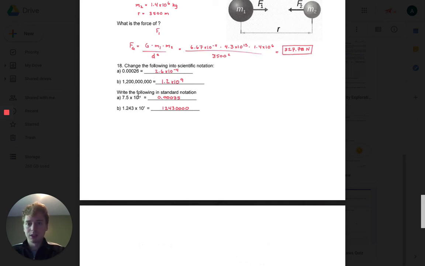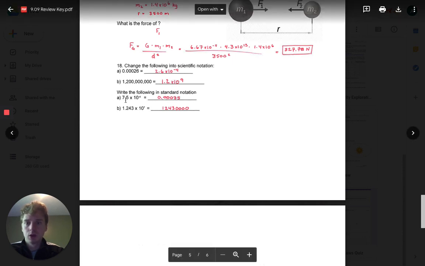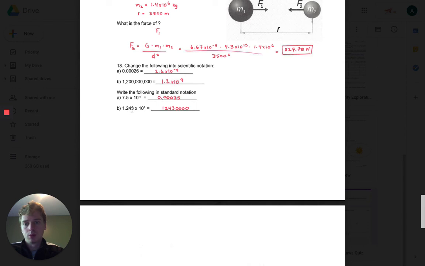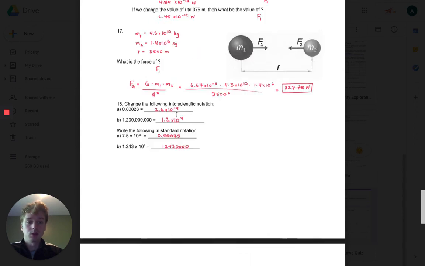Finally, number 19, you need to move these numbers back to normal notation, so it's 0.0003075, so I had to move my decimal 4 times, and then 12,430,000 is your number for this one, so 12, 43, 4 zeros. So you had to move your decimal 7 times for that one.